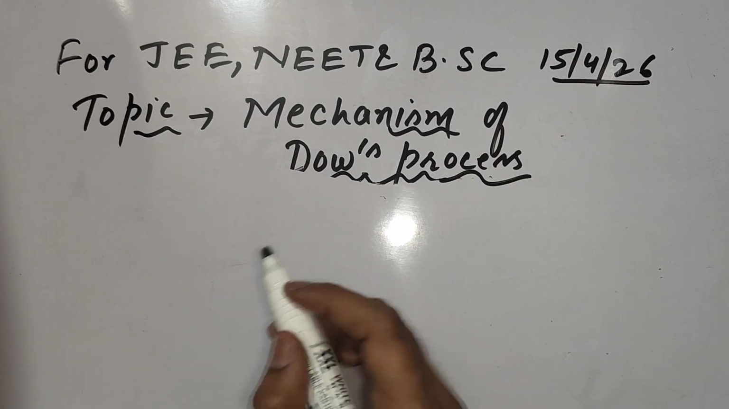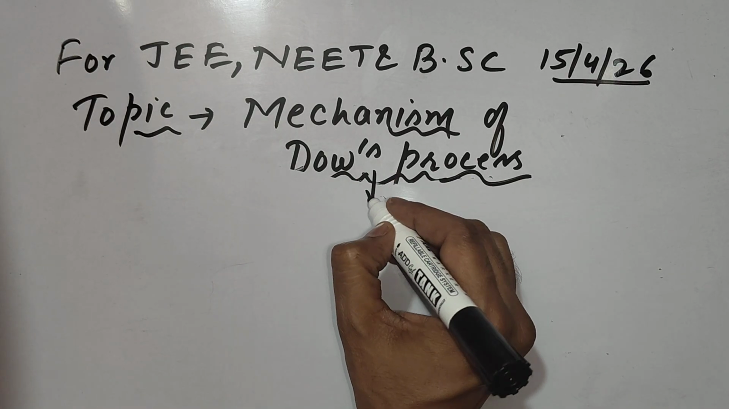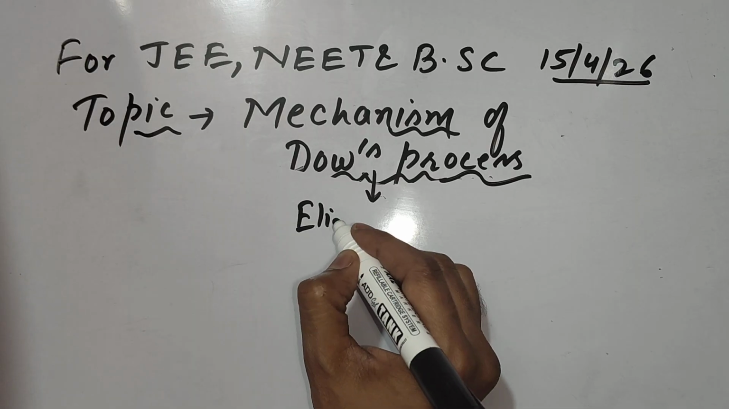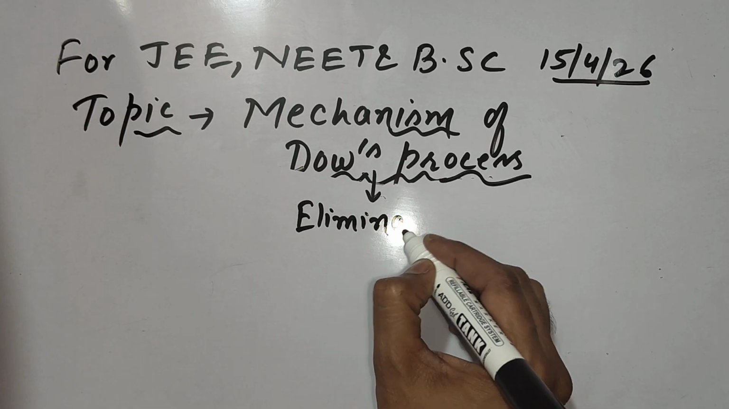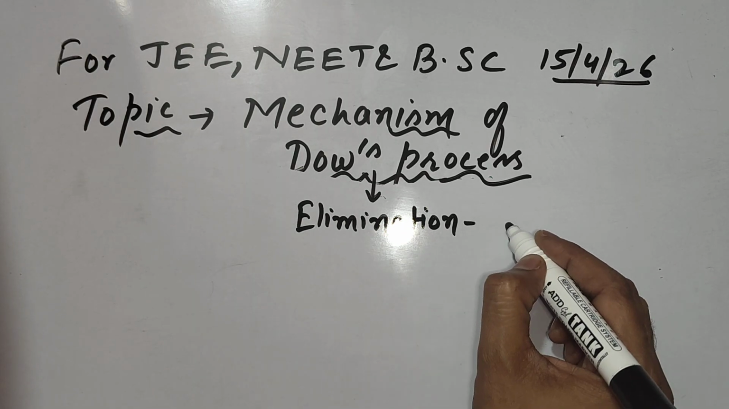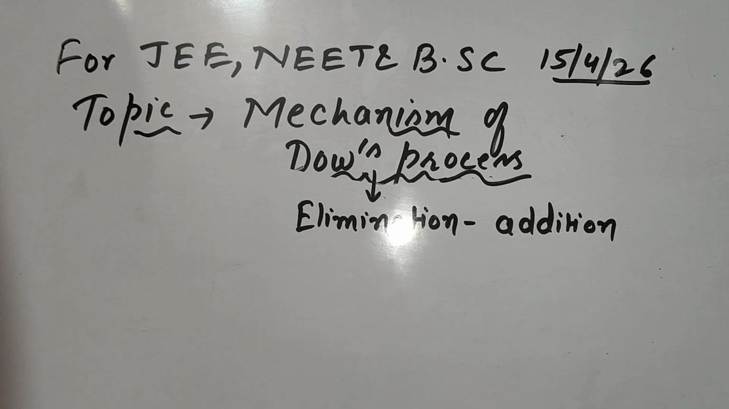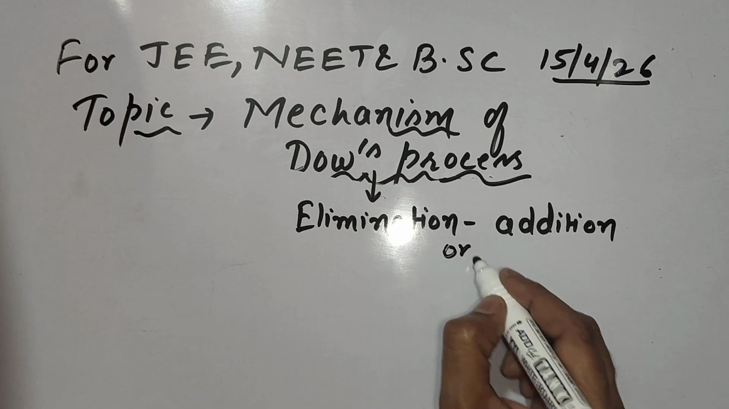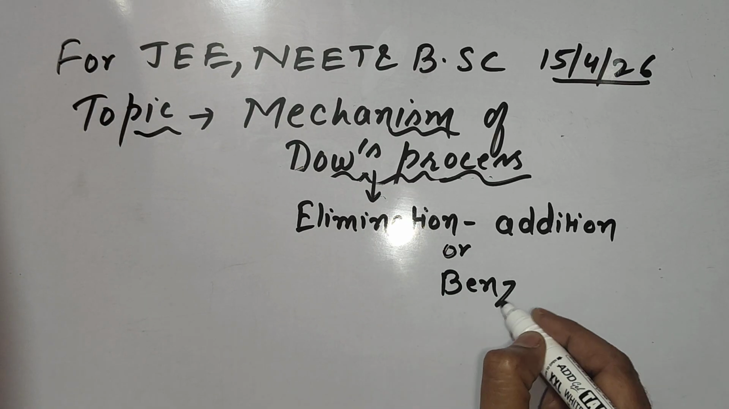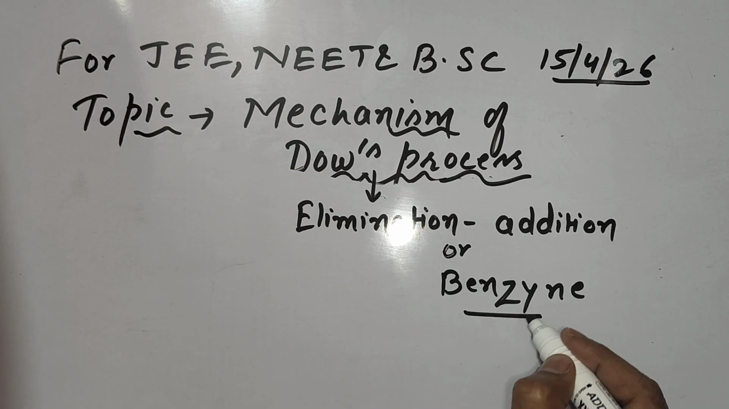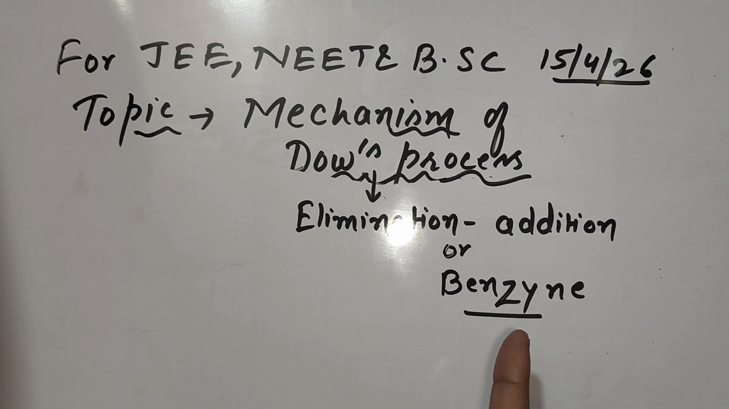Before starting the mechanism, you should know what we call this mechanism. We can call it the elimination addition mechanism, because in the very first step elimination will happen and in the next step addition will happen. Secondly, we can call it the benzyne mechanism, because the intermediate generated there will be benzyne.